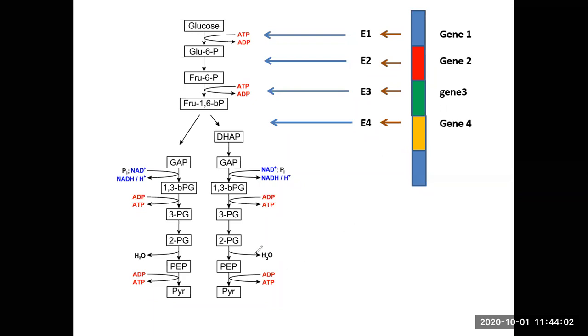Let's say the gene which codes for this particular enzyme, let's say enzyme X, is required in the second last step.